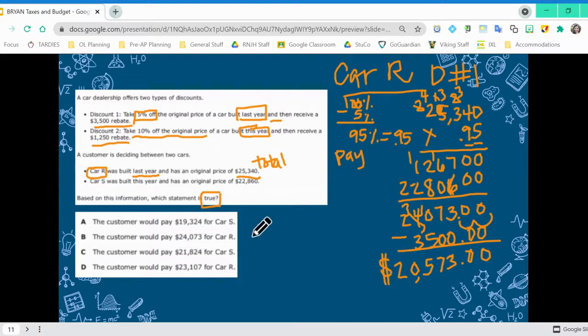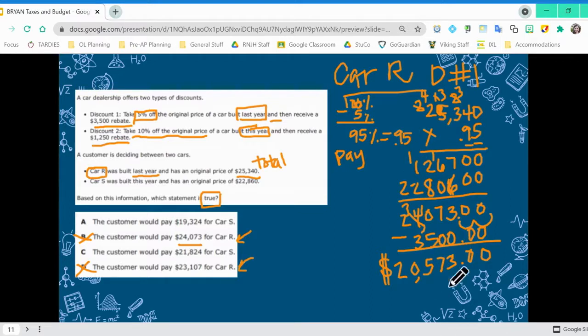So let's look at what our answer choices say for car R. The customer would pay $24,073 for car R. No, we didn't get $24,000. And then car R here says the customer would pay $23,107 for car R. That wasn't true. So now we need to solve for car S and see if it's A or C.